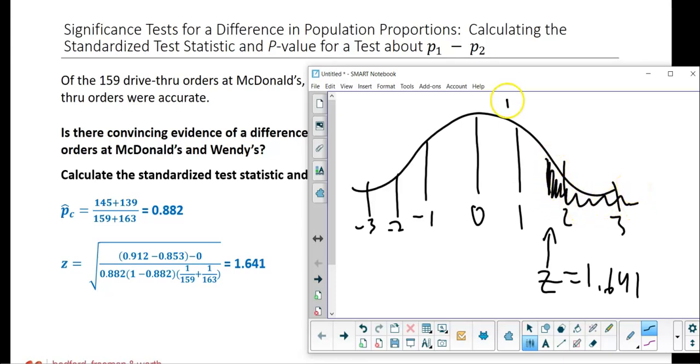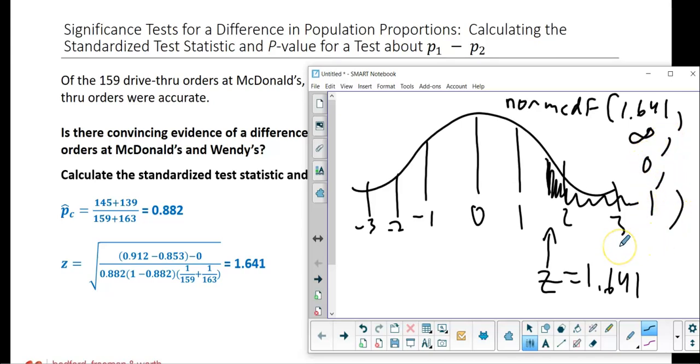So you would do norm CDF, and you all know how to do this. Norm CDF, if you don't want to use the calculator to do the whole thing. The lower bound is 1.641. The upper bound is infinity. Of course, the mean and standard deviation are 0 and 1, and that's your norm CDF. You're not going to get the right answer if you do that.